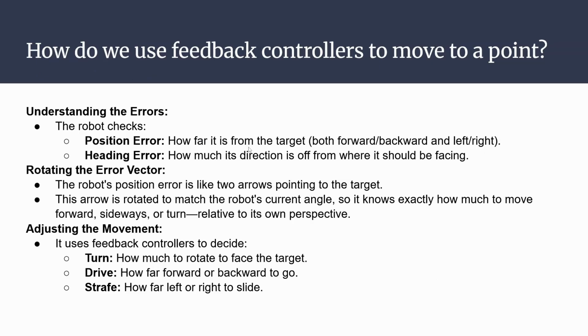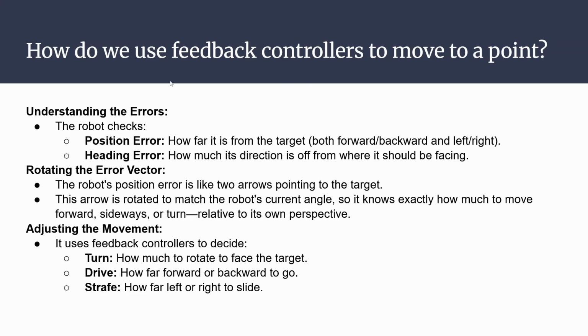So now let's go to this. How do we use this feedback controller to move to a point? So we just talked about how it takes in an error and then generates an output power. So in order to generate our output powers and our error, the robot checks its position error and its heading error, and then we divide everything into 3 components. So we have our translational components, which is X and Y, so 2 components, and then a heading component, which is how much you need to turn.